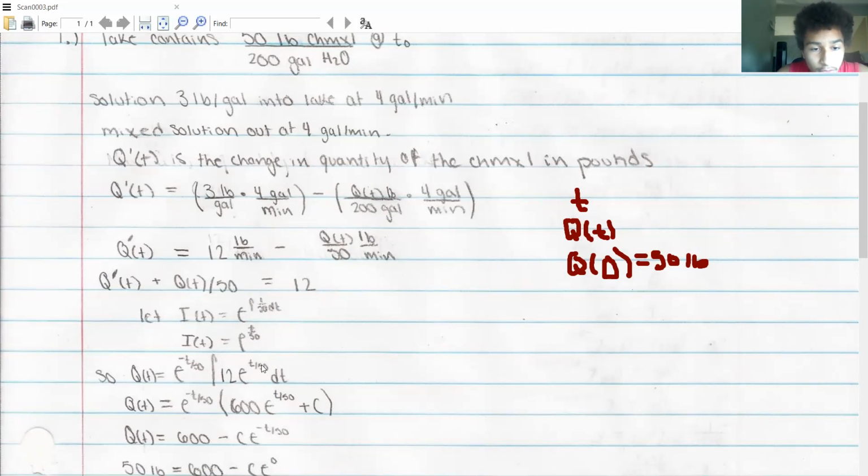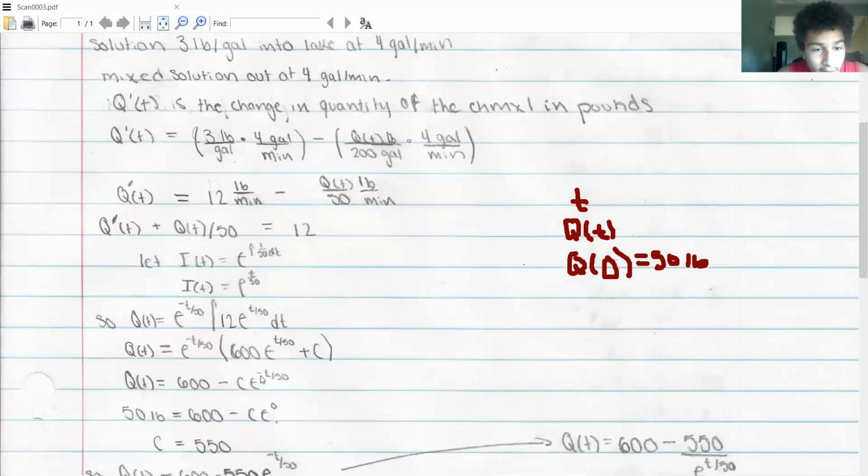Okay, so using u substitution, we could find that this integral is equal to 600 e to the t divided by 50 plus c. So if we multiply both of these values by e to the negative t over 50, the e to the t over 50 will cancel out, and we'll get 600, and then we'll get plus c times e to the negative t over 50. And then we can use both of these values. We'll define the quantity of chemical in the lake at any time. This is our general equation.